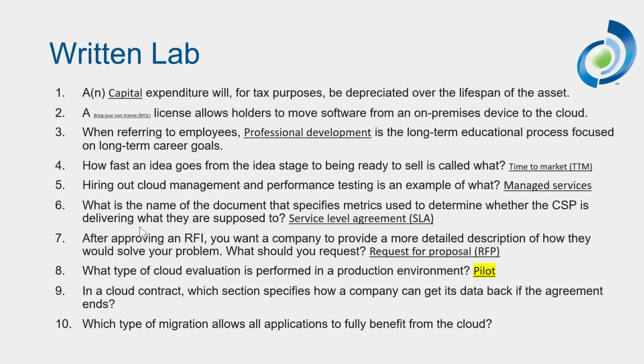In a cloud contract, which section specifies how a company can get its data back if the agreement ends? Egress terms. And finally, which type of migration allows all applications to fully benefit from the cloud? Rip and replace.